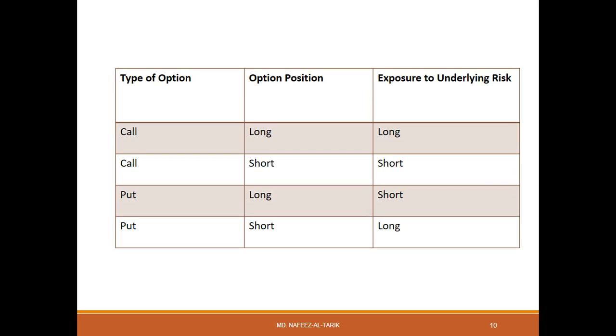In CFA Level 1, in the equity portion, you will find that in the long position in a call option, the exposure to underlying risk is also long. You can understand this by looking at it this way. When the underlying price goes up, the call option is in the money. When the underlying price goes down, the call option is out of the money.